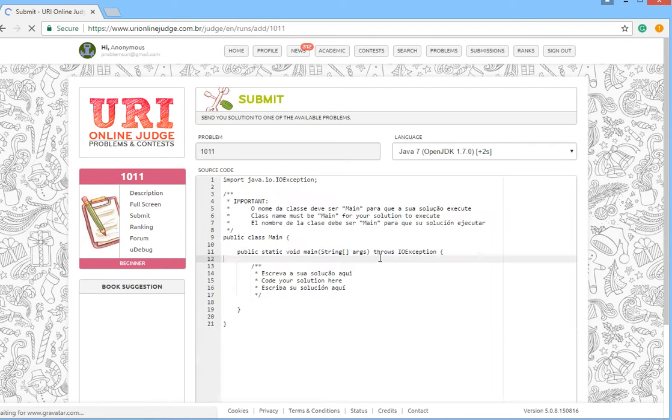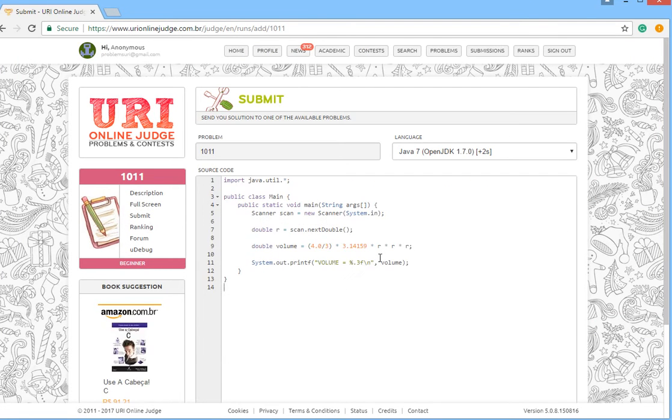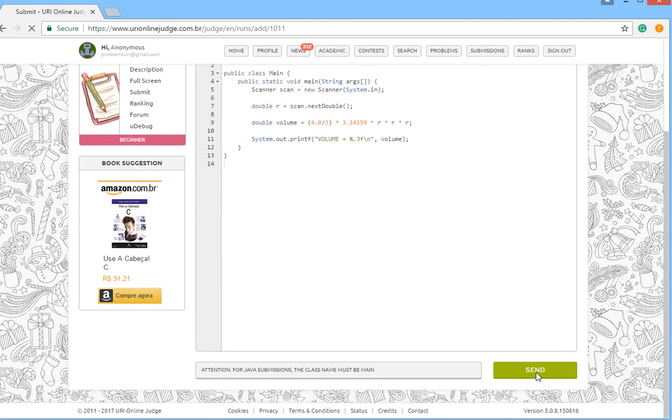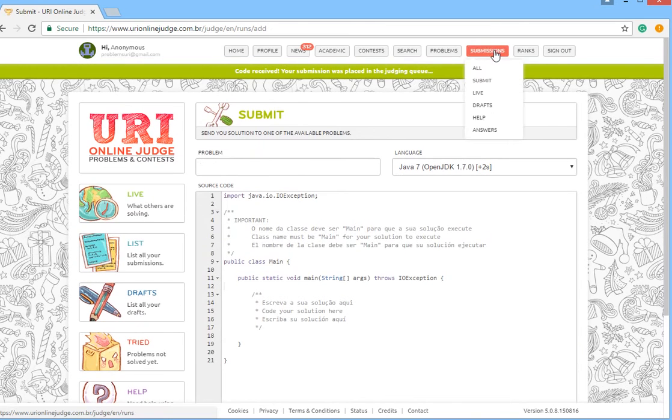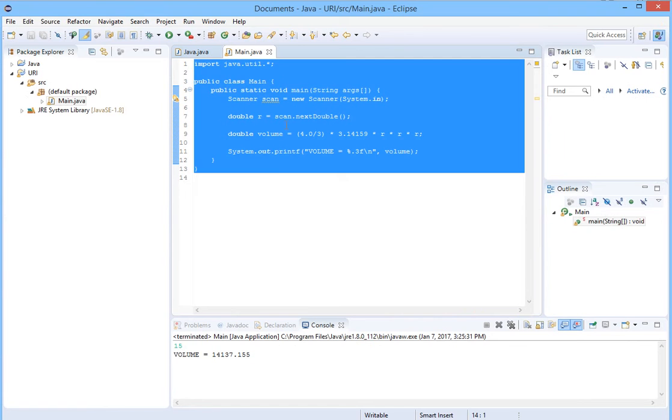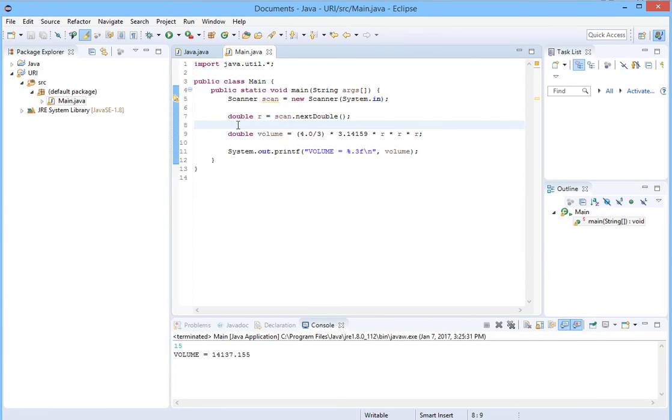Let's copy this, submit, and paste it here, then send, and come to submission, all. Yeah, here it is. Sphere accepted. Okay, let's go to our solution. Here is our input, and here is our formula, and always remember this part. Okay, and it is our output.